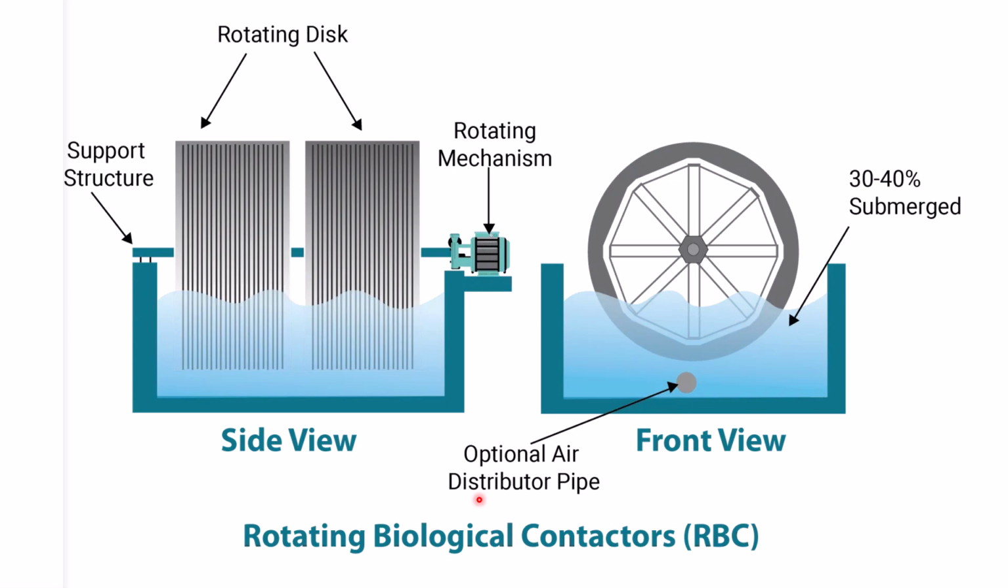So in these diagrams, we can see the rotating biological contactor in the side view and the front view. In the side view, we can see several biological contactor discs which are submerged in the raw wastewater, and as they rotate on the shaft, they are partially exposed to the air and then the water. From the air, the microorganisms present on these discs get oxygen for their breathing, and in the wastewater they get the organic matter.